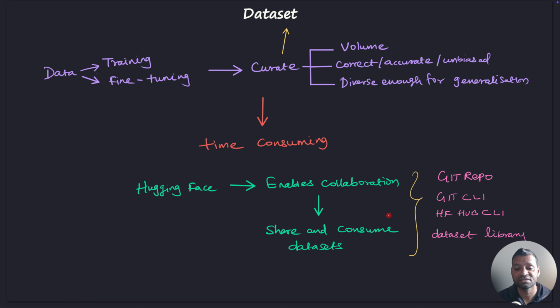In Hugging Face, dataset is nothing but a Git repository. Under the hood, it is just a Git repository. So you'll be able to interact with it using Git CLI or Hugging Face Hub CLI, or there is a dedicated library from Hugging Face called Datasets library, and you can use this Datasets library to programmatically interface with the datasets available in Hugging Face.